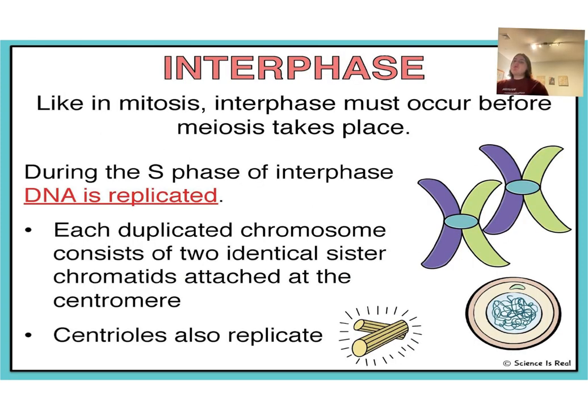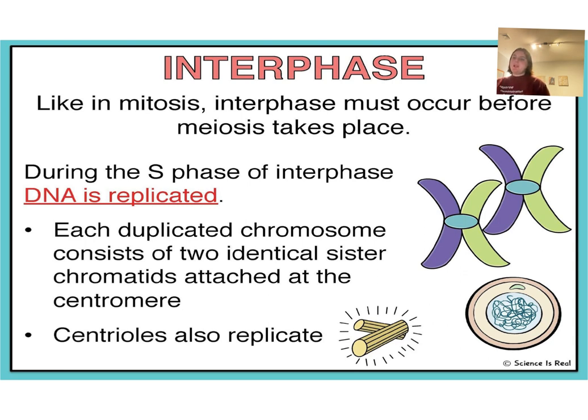In interphase, we've already covered interphase. Just like in mitosis, interphase has to occur before meiosis takes place. During the S phase of interphase, DNA is replicated just like in mitosis. Each duplicated chromosome consists of 2 identical sister chromatids attached at the centromere. You can see that in this picture here.